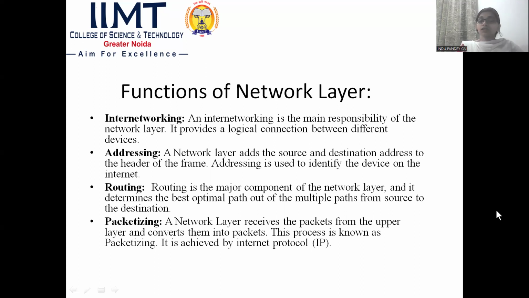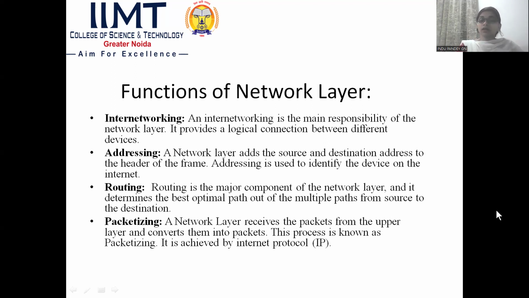Routing. Routing is the major component of network layer. It determines the best optimal path out of multiple paths from source to the destination. Routing is a mechanism through which we try to establish the best path from the given sets of paths through which the data can be transferred from sender to the receiver at optimum utilization.